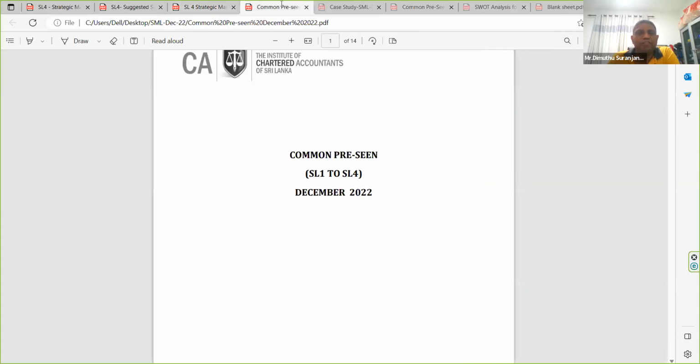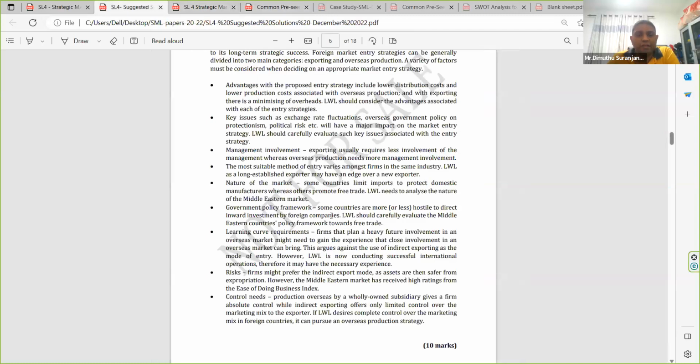Still common factors he has given. Then government policy framework, some countries are more hostile to direct inward investment by foreign companies. We should carefully evaluate the Middle Eastern countries' policy framework toward free trade. So these are actually more common factors he has taken.